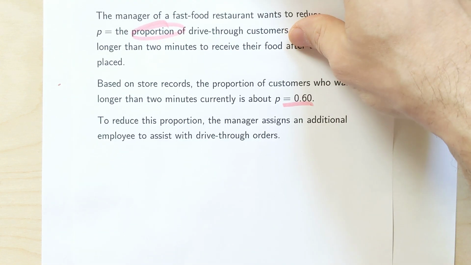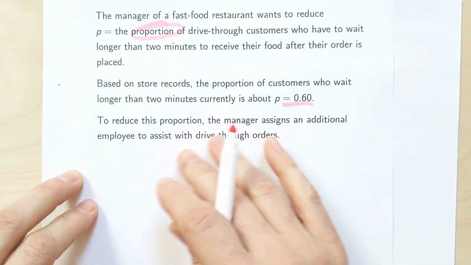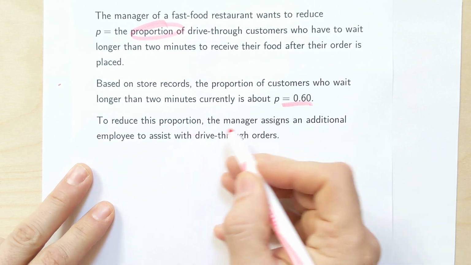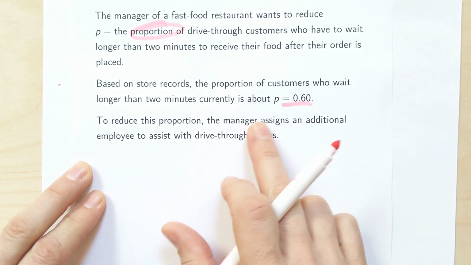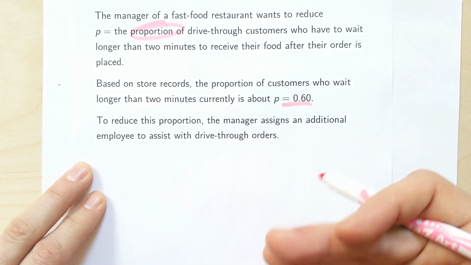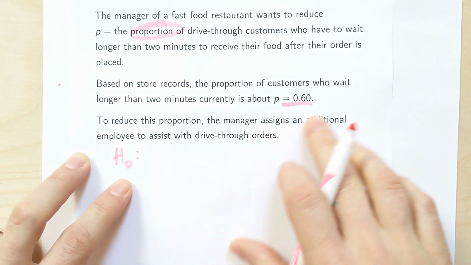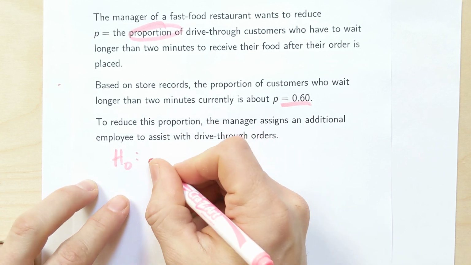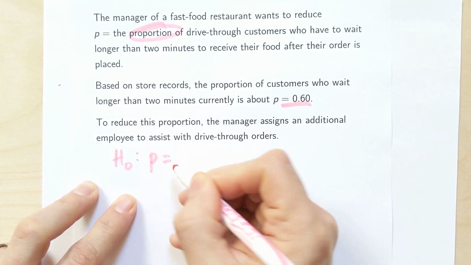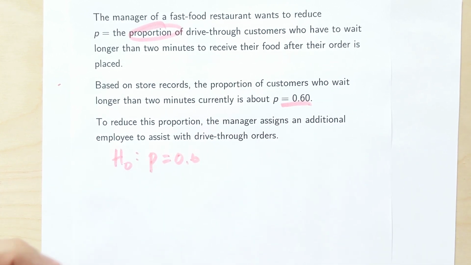And so for us, if we were thinking this statistically, we're going to say, is there significant evidence that having this additional employee actually leads to the result that we're looking for? Our null hypothesis will be that things are still the way they used to be. So we'll make the null hypothesis that P is 0.6, that the proportion of people who have to wait is just the same as it was before.